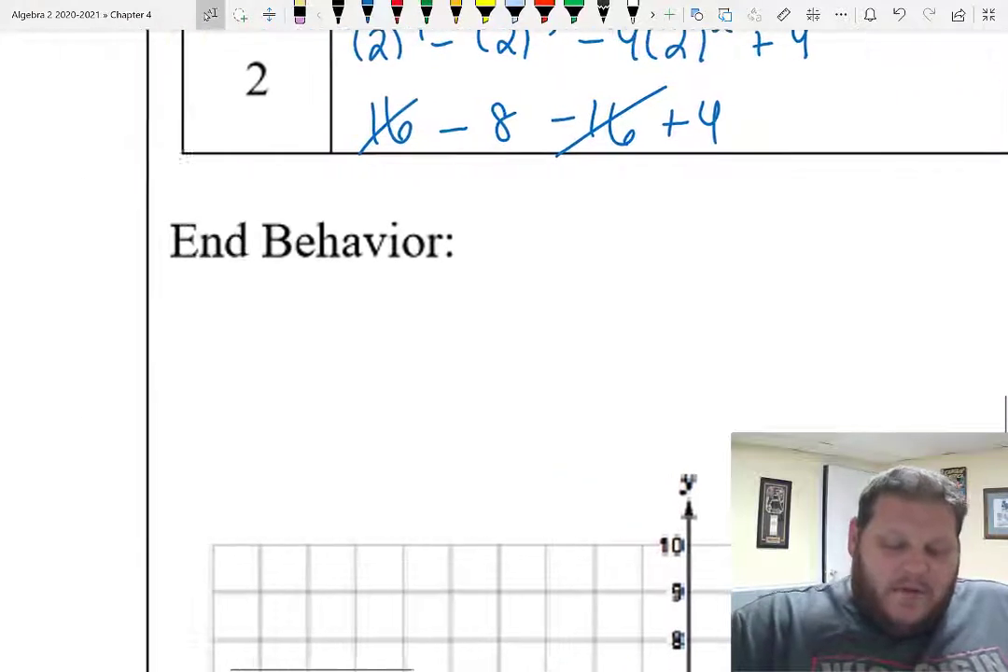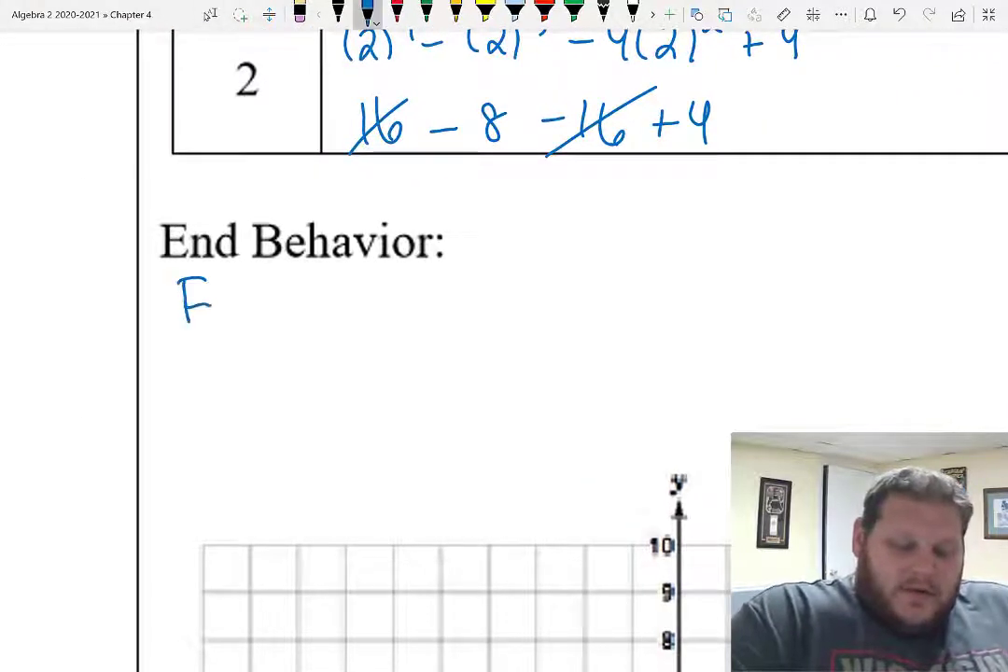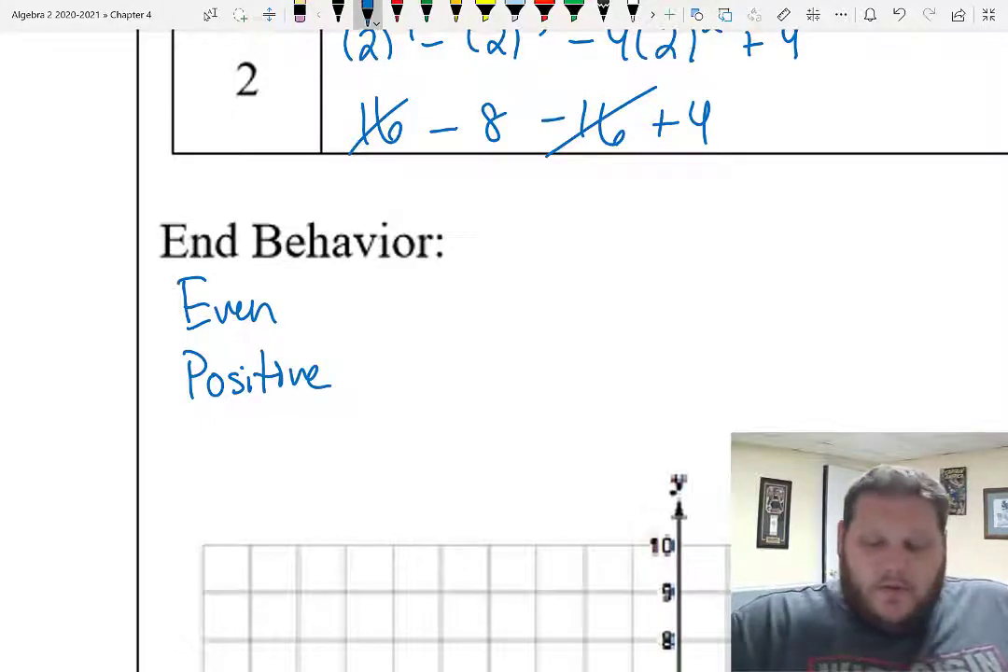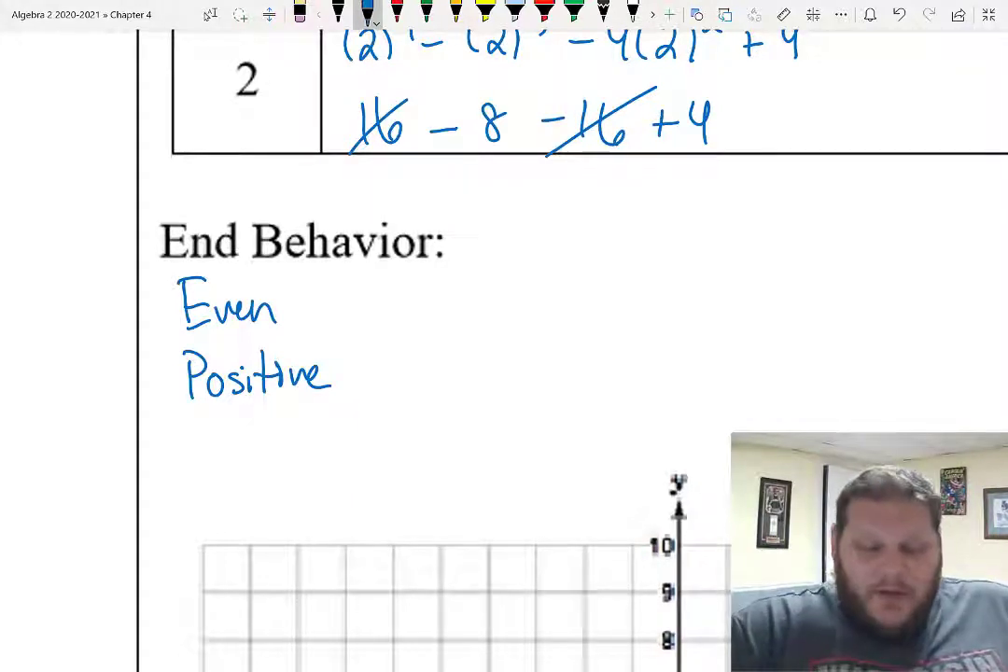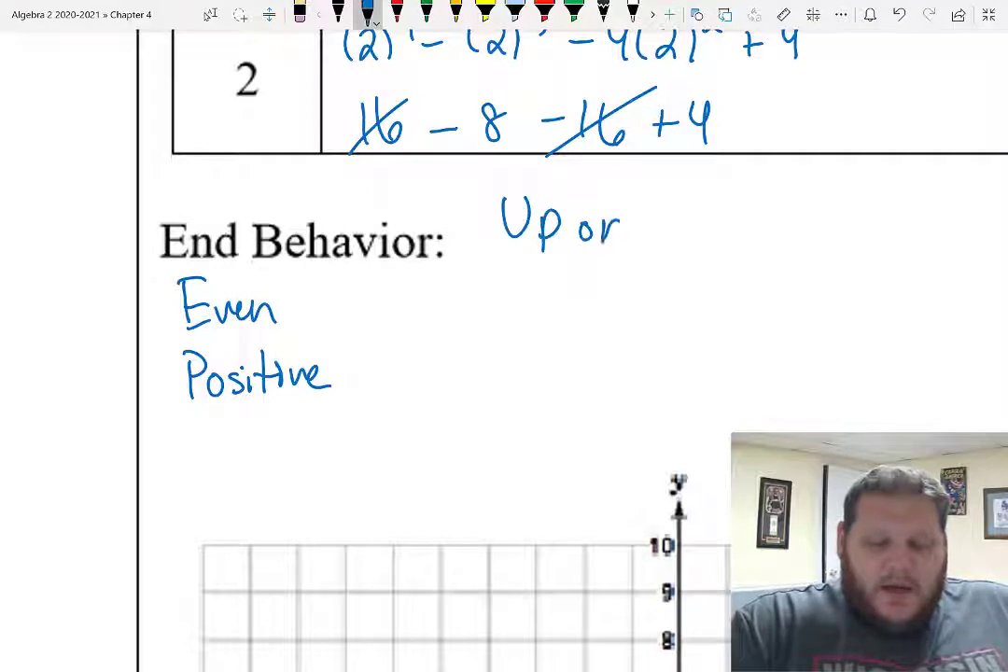So my end behavior, we know, was even and positive. That tells me, since it's even, they go in the same direction. Positive tells me the right side goes up. So we can just say up on both sides.